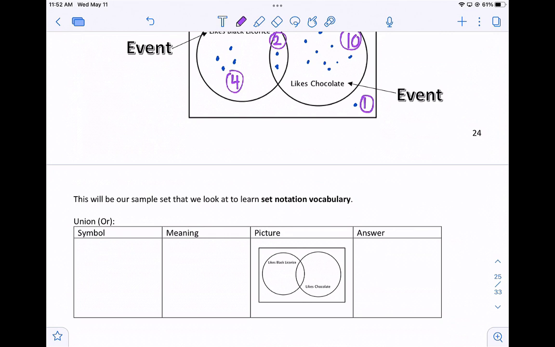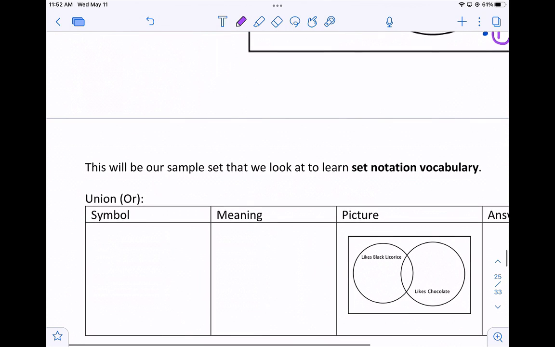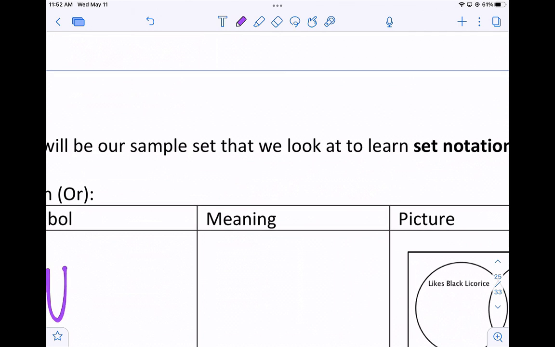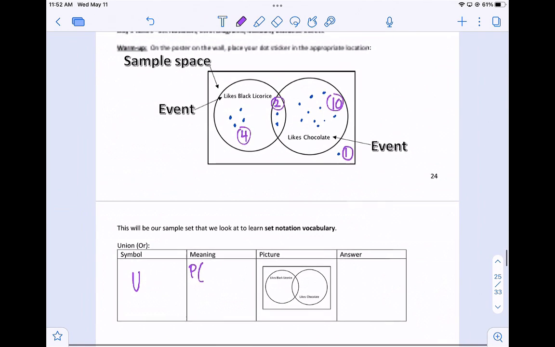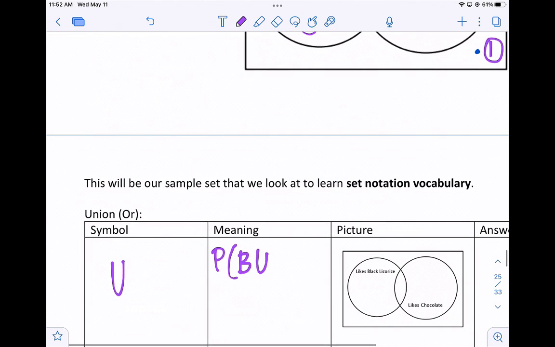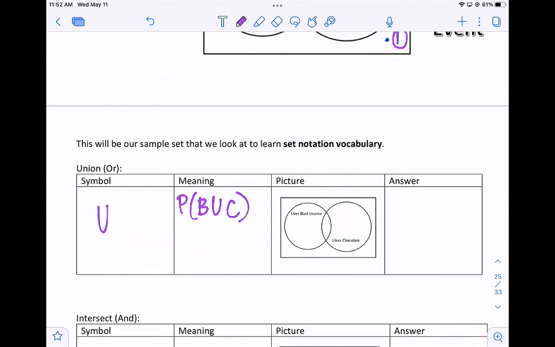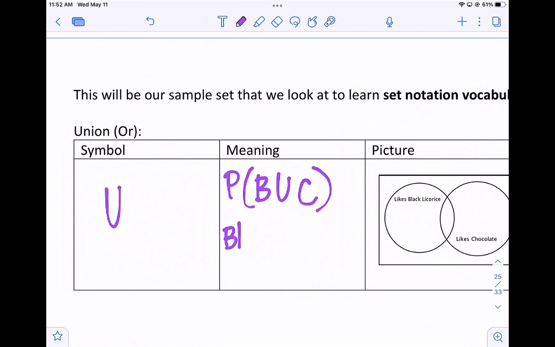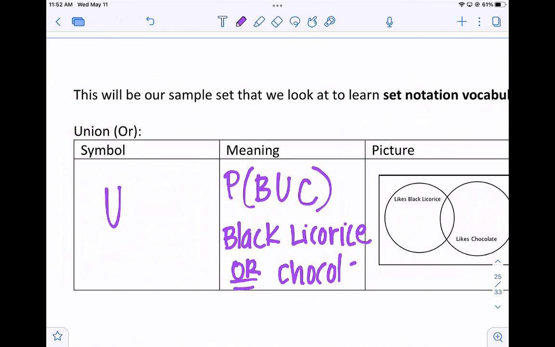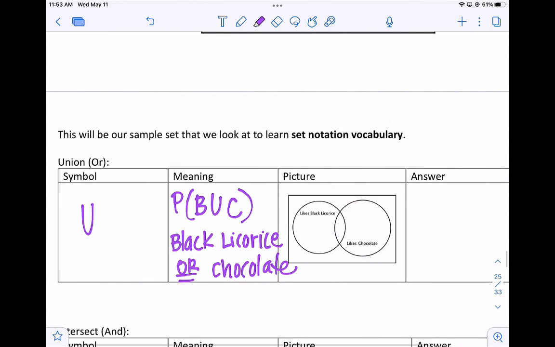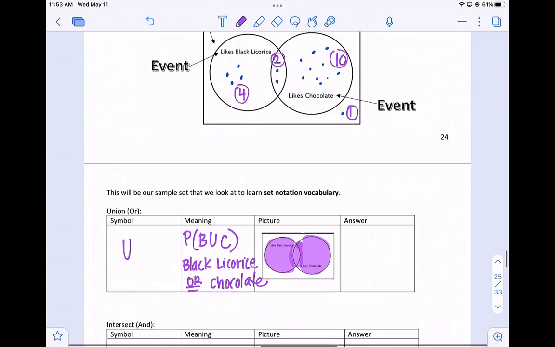So the first symbol that we're going to go over is called union, which means or. So for example, what's the probability a person likes black licorice or chocolate? Black licorice or chocolate means that they can like black licorice, so this part right here, or chocolate, this part right here, or they can like both. So it's actually everything inside of here, inside the 2 circles.